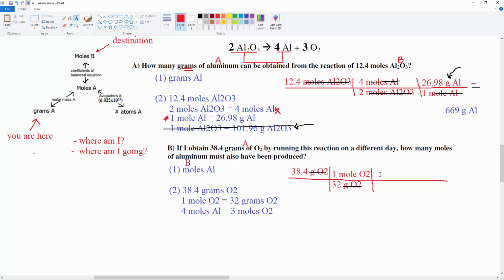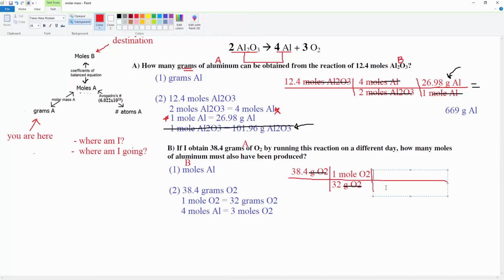So what do I put where? Again, it doesn't tell me what to put on top. You guys have to look at that and say, yeah, we've got to put moles of oxygen on the bottom, so they'll cancel, and that puts the aluminum on top. Good. You got it.